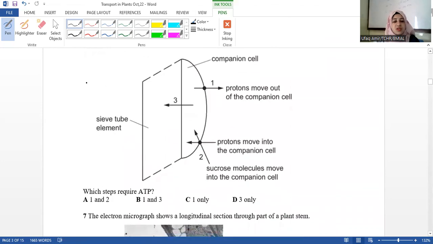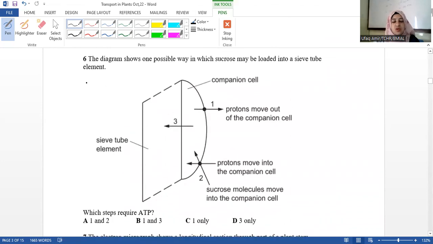The diagram shows one possible way in which sucrose may be loaded into a sieve tube element. This is a companion cell. This is a sieve tube element, and this is a proton pump, as mentioned, which moves protons out of the companion cell. As a result, the concentration of protons will be higher over here, and they will tend to move backward from high to low.